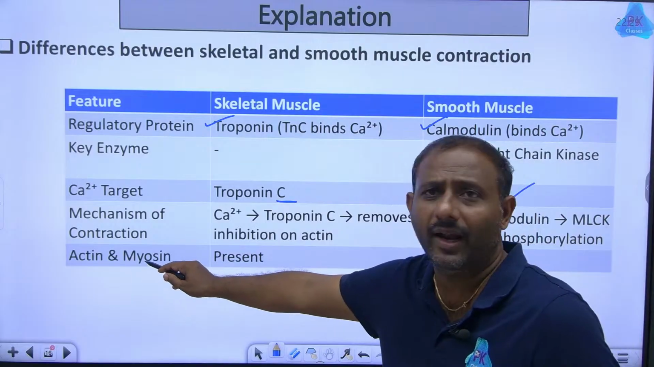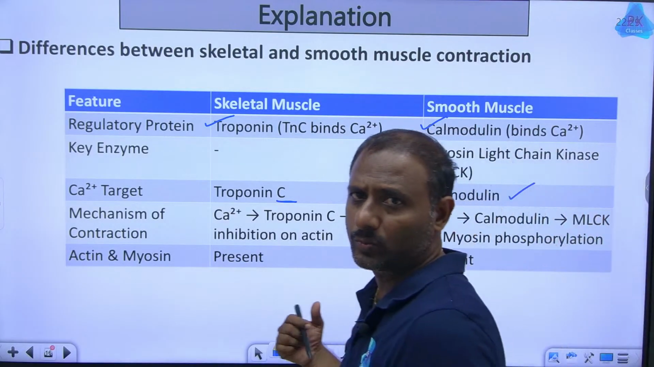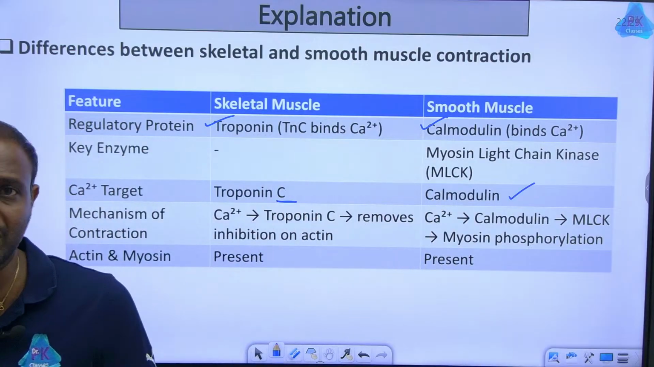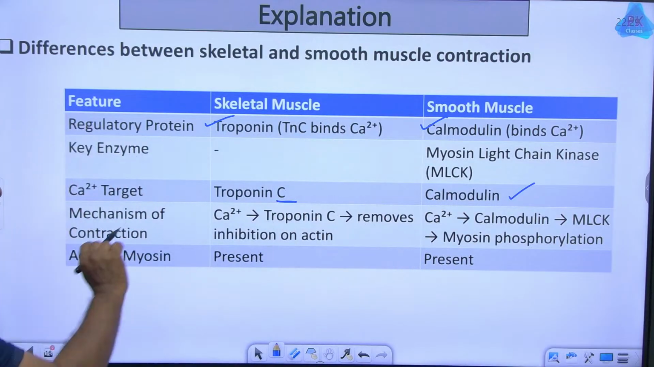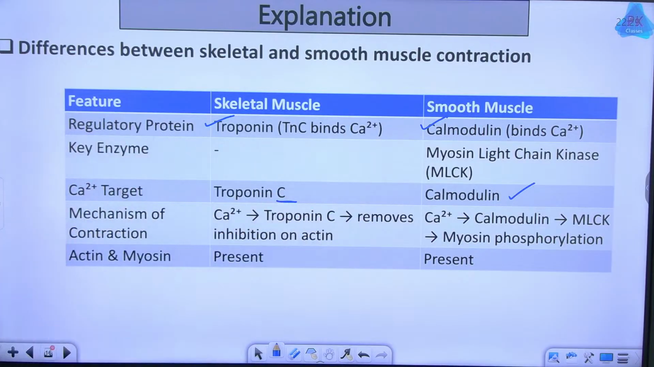Actin and myosin, ये contractile proteins हैं, वो दोनों में रहेगा, स्मूथ मसल्स में और स्केलेटल मसल दोनों में ही रहेगा. ठीक है. The only difference is the regulatory protein. ठीक है.